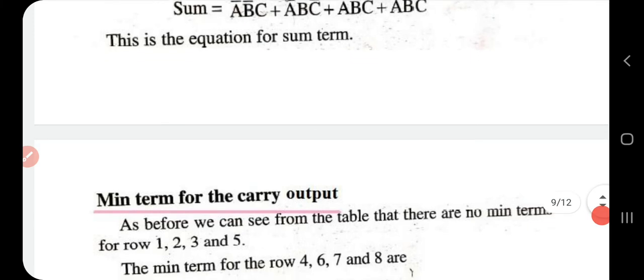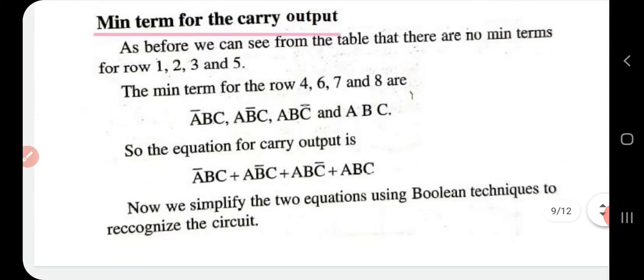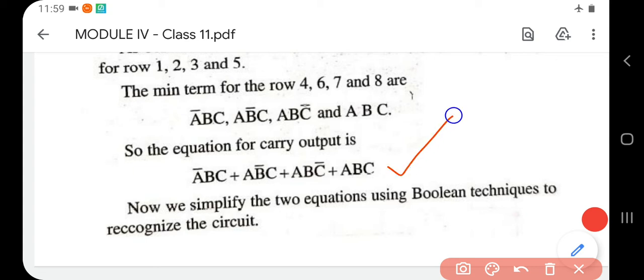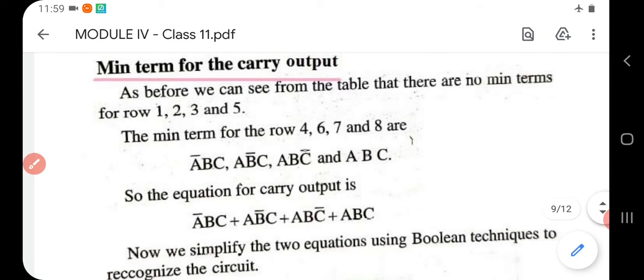Then next we need an expression to represent carry, and for that this is the expression to represent a carry in the case of full adder, that is A bar B C plus A B bar C plus A B C bar plus A B C. And if you want to know how this is obtained, you can just go through this paragraph.